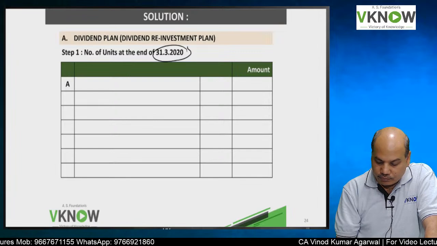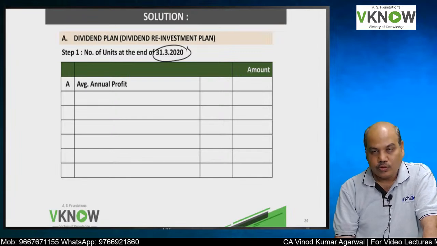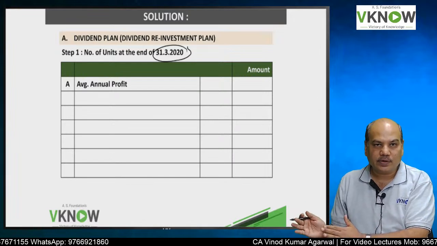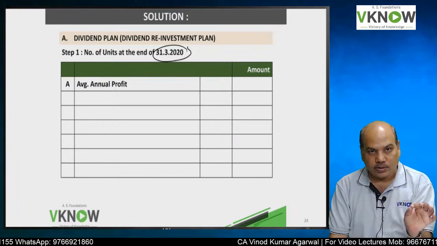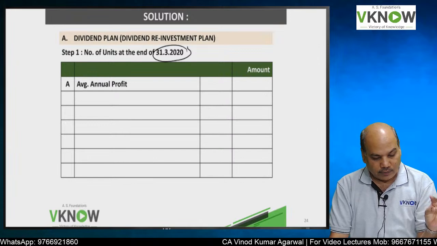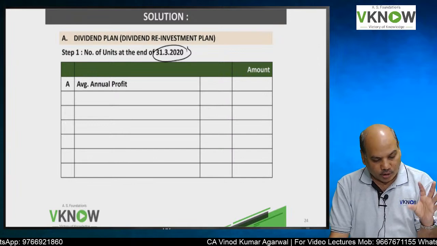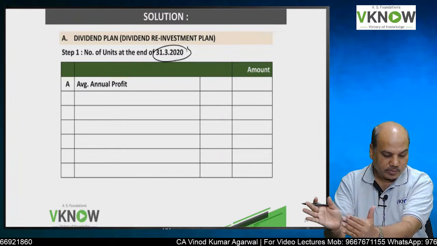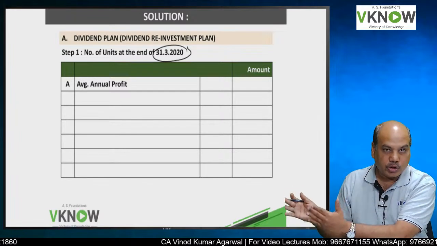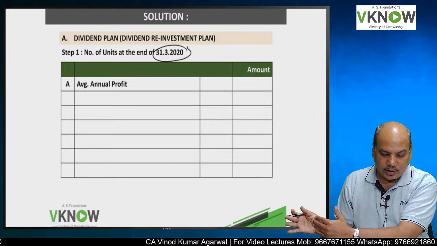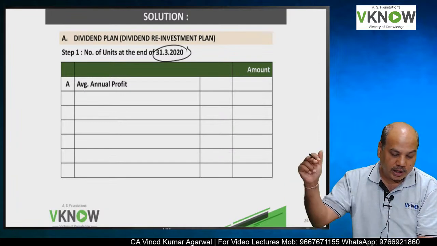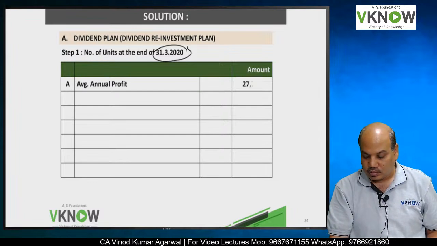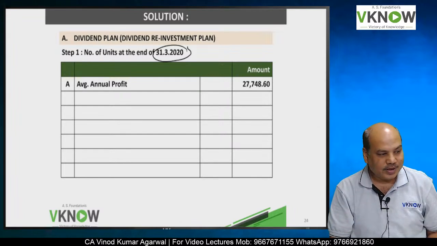Now write number of units. So how do we do it? First I will find out the total value of investment after 5 years. Opening investment value is given. Average profit is given, so multiply by 5 will give me total profit. Investment plus total profit will give me total investment value at the end, and divide by the NAV on 31st March, which is 49 rupees, will give me closing units.